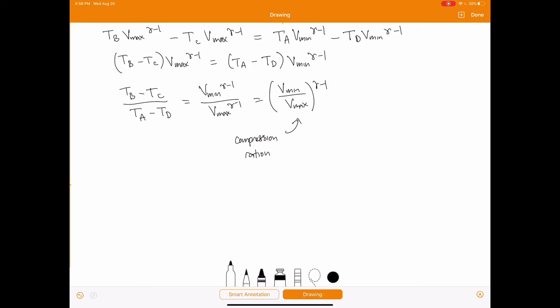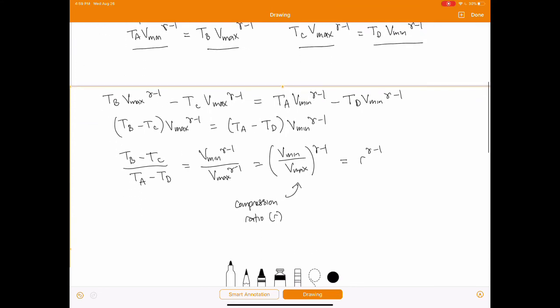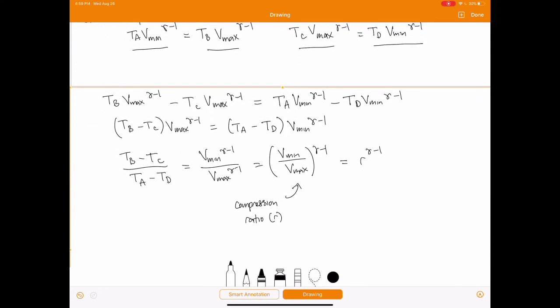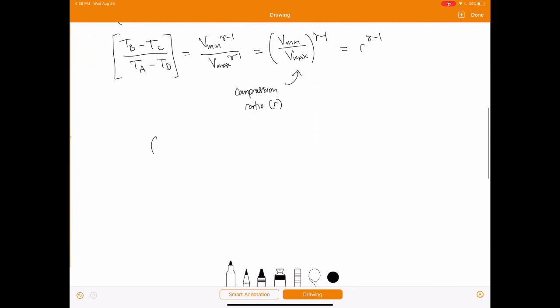So the ratio of the minimum volume to the maximum volume is the compression ratio. Sometimes we call that R. So this would be R to the gamma minus 1. Okay, the point of all that is to say, in the efficiency formula, we have this exact fraction, TB minus TC over TA minus TD, and we can replace that with V min over V max to the gamma minus 1. So that's what I'm doing in the efficiency formula.